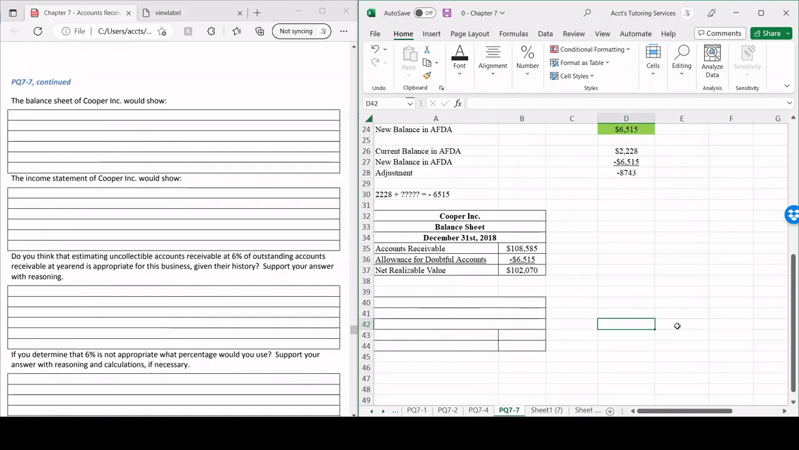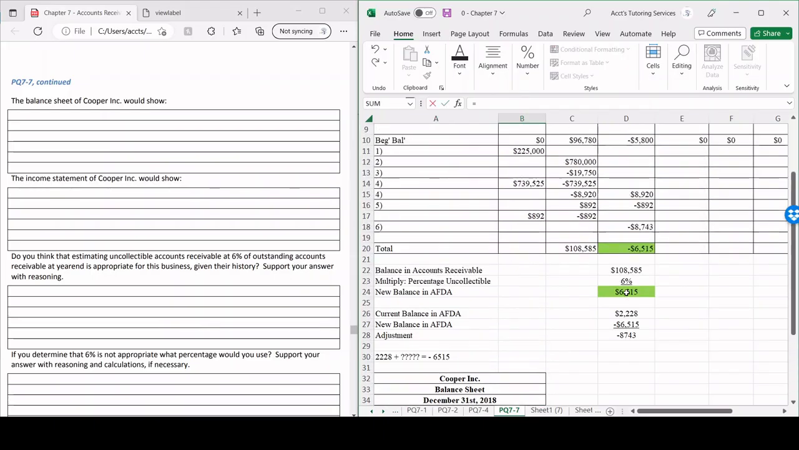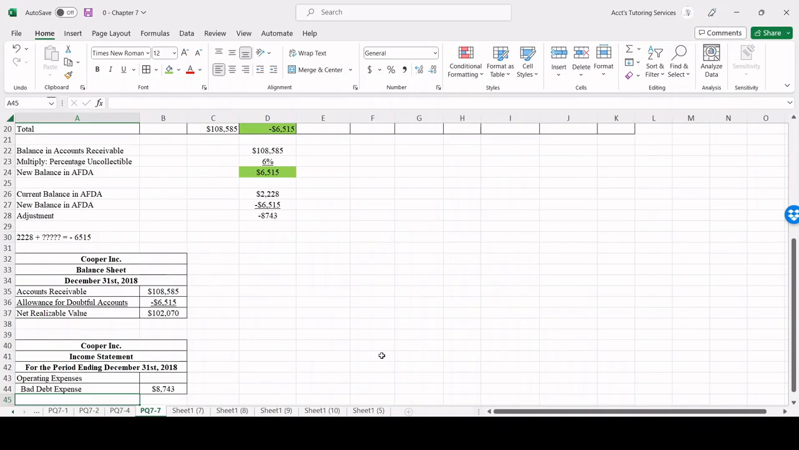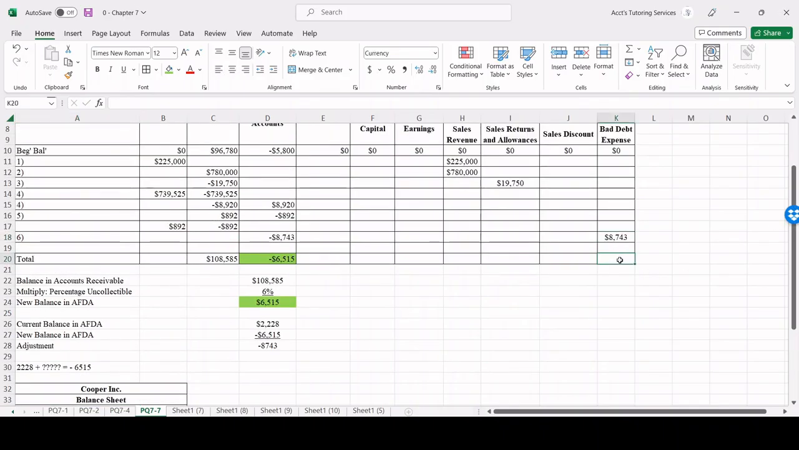The next question is to prepare the income statement. Once again, we're always going to prepare it in a good format. Cooper Inc. income statement. And then for the period ending December 31st, 2018, we're going to have operating expenses, and we're going to go straight to bad debt expense, which we know is 8,743, right? That's the only balance in there, so that's going to be the ending balance, obviously.